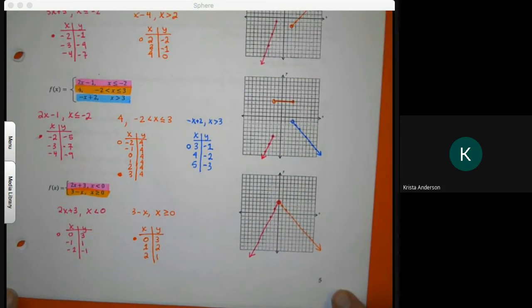Once you have that filled in, turn the page. We have one ACT question on the back. And an application problem.